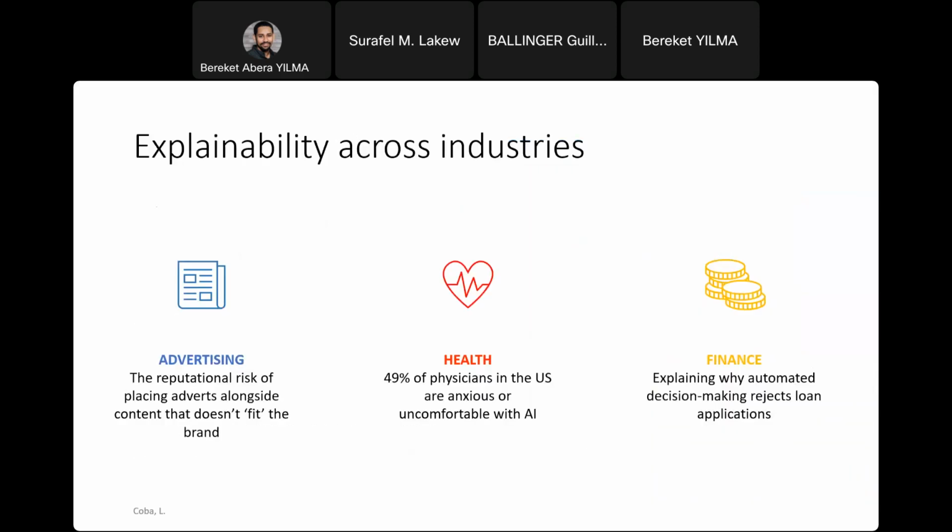So let's think about this across the different industries. For instance, in the advertisement industry, there is always a reputational risk that comes with using AI systems. We could place some adverts with content that doesn't fit the brand of the company. Or if we think about health, nowadays AI is very good at making medical diagnoses. However, in a study a few years ago, 49% of the physicians in the States were anxious and uncomfortable when using AI.